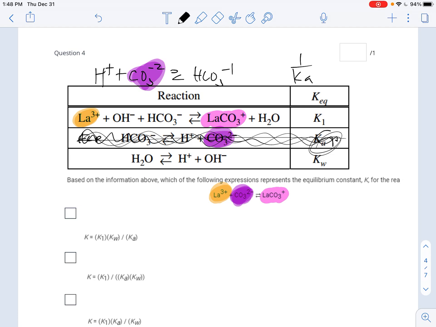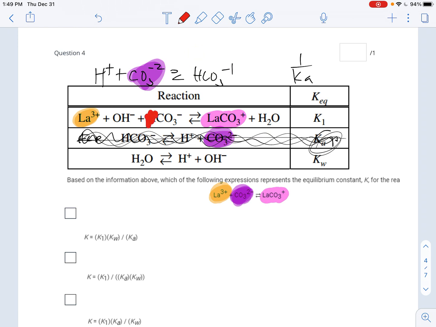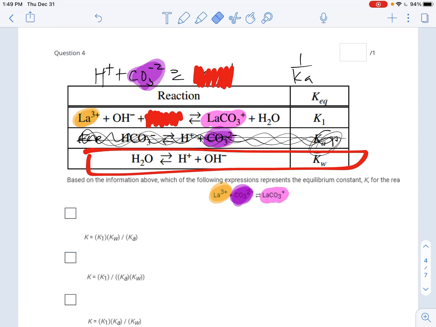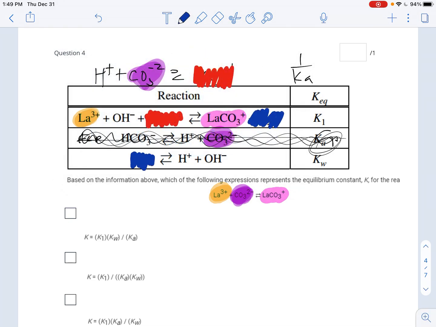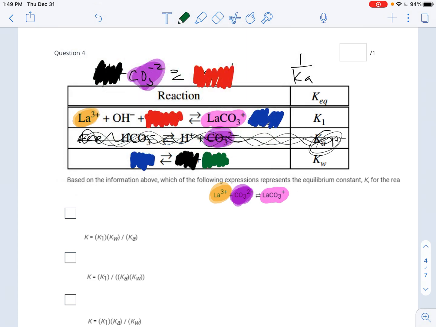Well, let's see. It looks to me like I have a HCO3 negative on the left and an HCO3 negative on the right, so they're now gone. And if I include this bottom equation down here, the Kw equation, and I don't change it at all, then it appears that I've got an H2O on the left and an H2O on the right that go away. And then I've got an H positive on the right and an H positive on the left that go away. And then I've got an OH negative on the right and an OH negative on the left that go away.